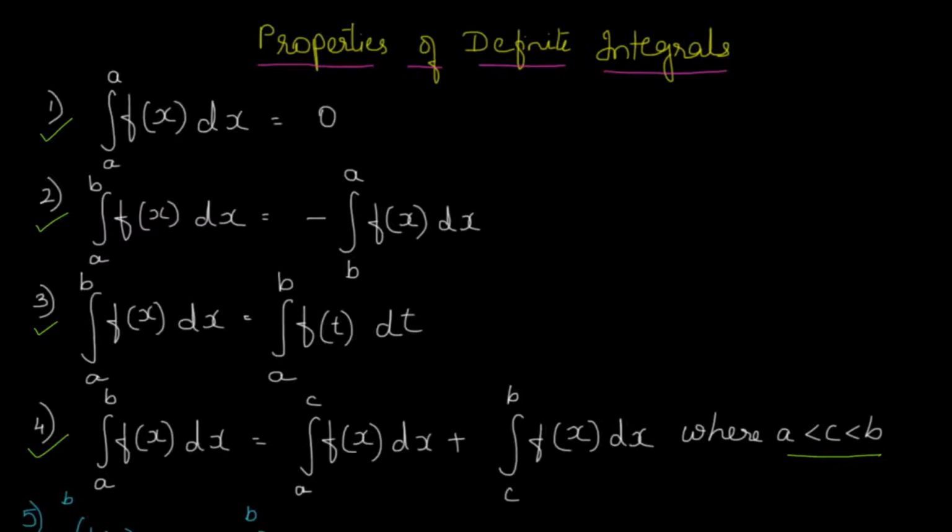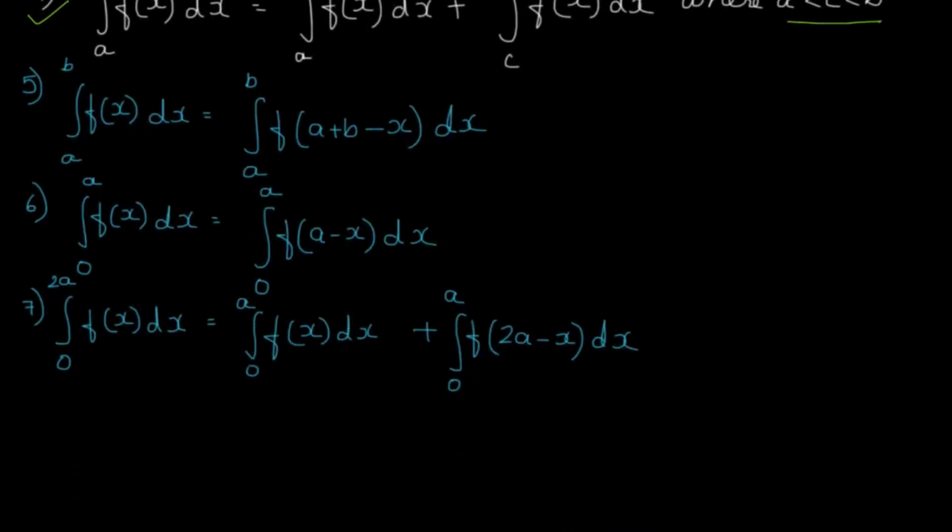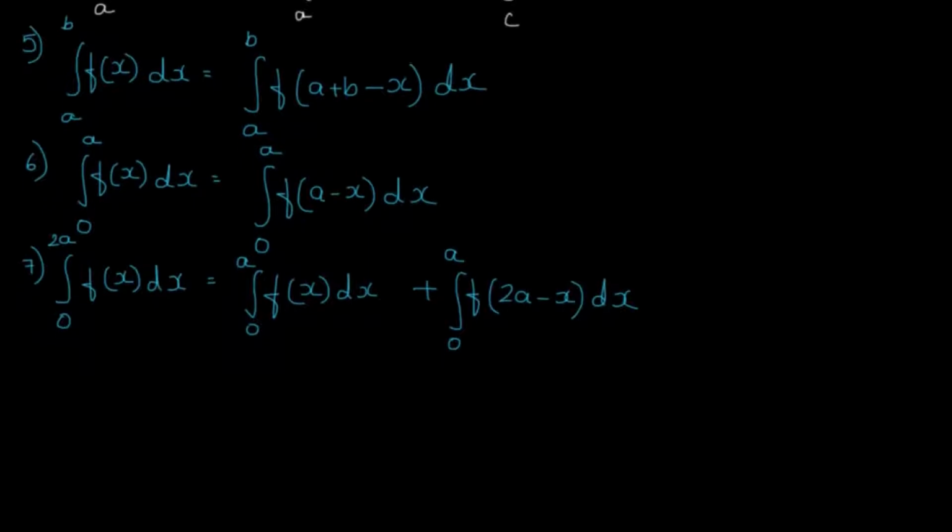Now there are certain properties which are even more important than these. That is why I've written them in a different color over here. Okay, we come to the fifth property. According to the fifth property, the integral from a to b f(x) dx is equal to the integral from a to b f(a + b - x) dx. So we will be applying this when we do sums. So you are going to keep this in mind as property 5.